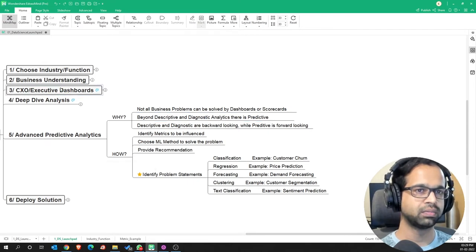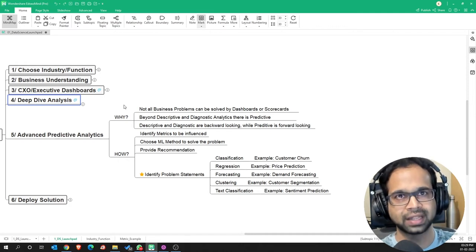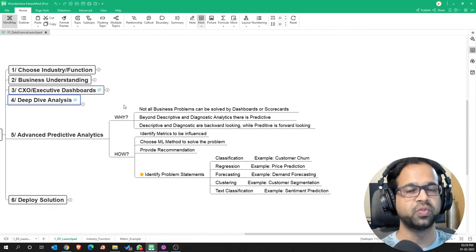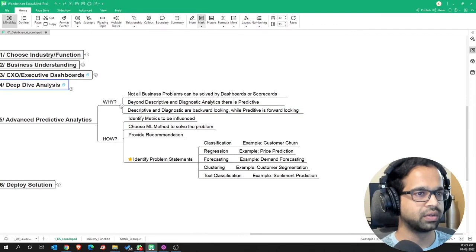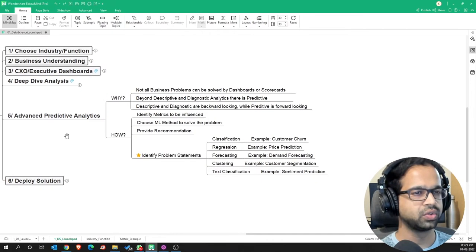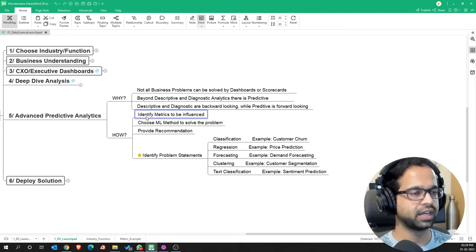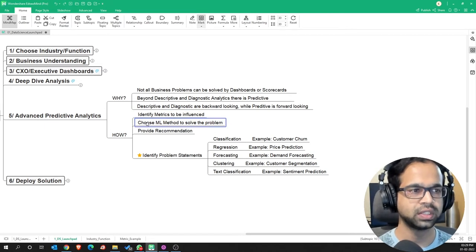And so this puts you in a unique situation. After you know their business through dashboards, after you have done enough deep dive analysis, it puts you in a unique position to apply maths, statistics, and machine learning in new ways that will further increase the value to the business. And that is the why part of why we need advanced analytics. Then you want to choose advanced predictive analytics, identify the metrics to be influenced, and then choose the ML methods to solve the problem. That is how you're going to do it.